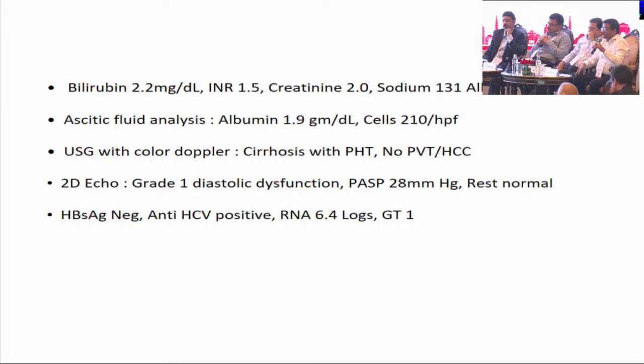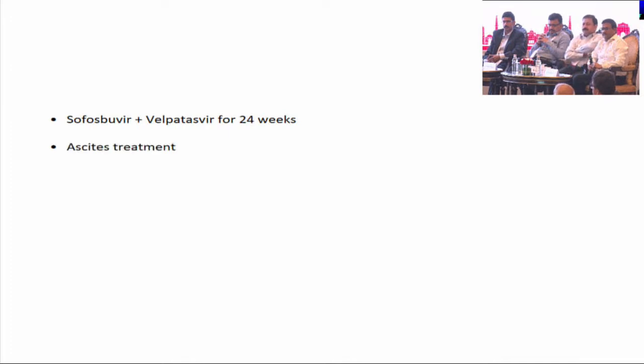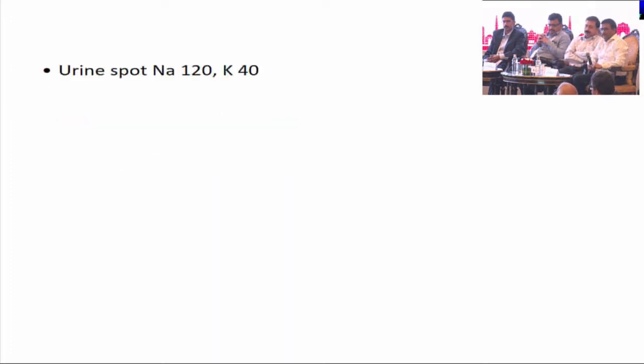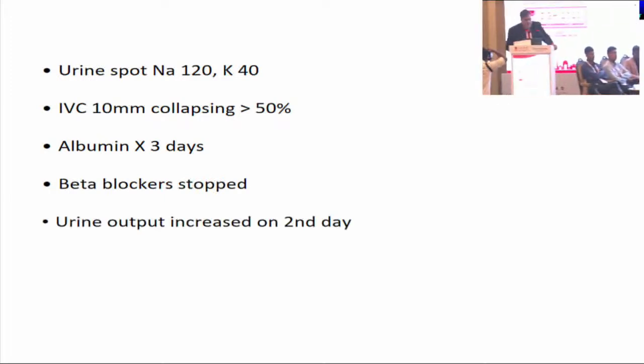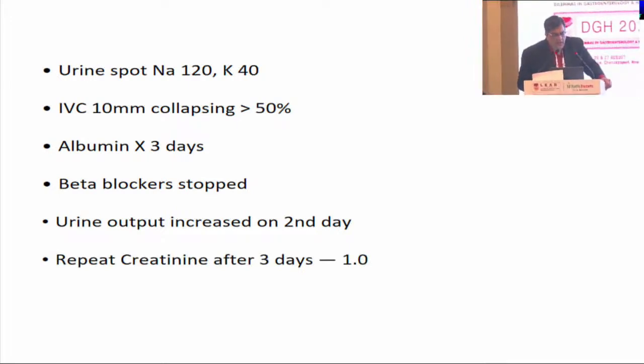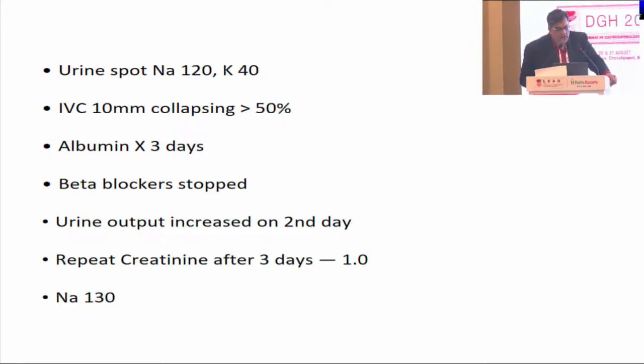So absolutely right. I think we have discussed this point in a lot of detail in the previous talk, that we are dealing with acute kidney injury here. The baseline creatinine was normal, it has increased to 2 after the use of diuretics. So the urine spot was 120, the potassium was 40, IVC was 10 millimeters collapsing, albumin was given for 3 days, the beta blockers were stopped, the diuretics were stopped as well, and the urine output increased on day 2. The creatinine after 3 days was 1, and the sodium had increased to 130, the potassium was 4.6.